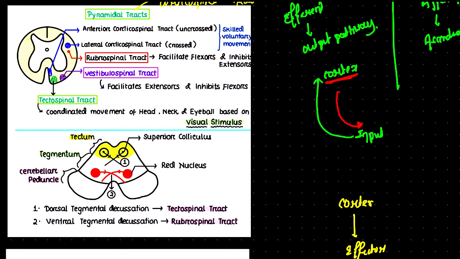Now there is one special connection between the tectospinal tract and the rubrospinal tract. They start at the same level in the midbrain. Another connection is that they decussate at the same level and descend down to reach the spinal cord. That means the tectospinal tract and rubrospinal tract originate at the same level in the midbrain, and they decussate at the same level and descend down to reach the spinal cord. That is one main thing.